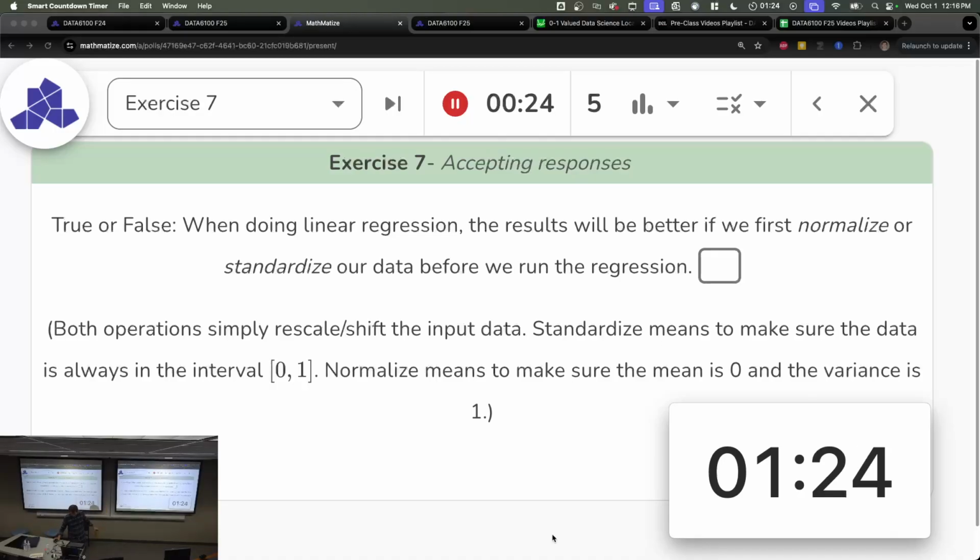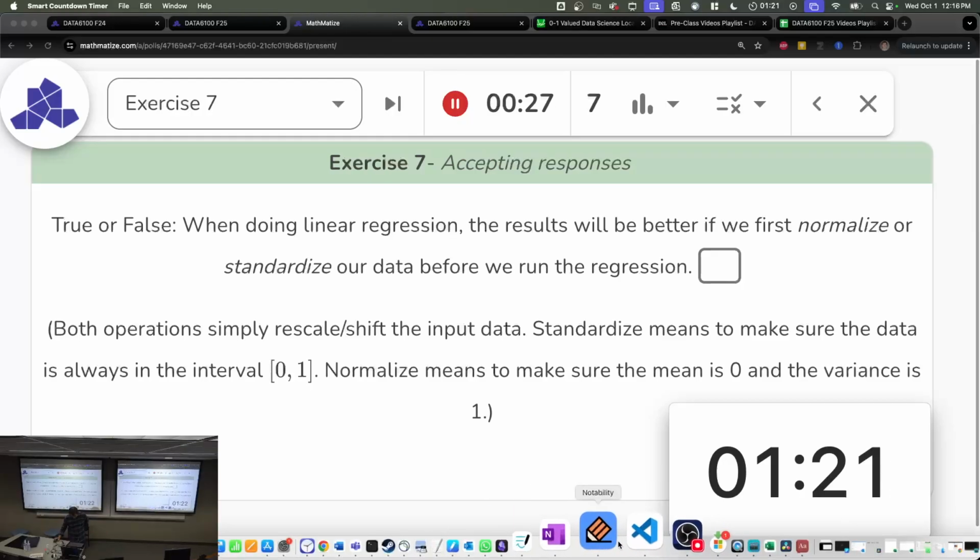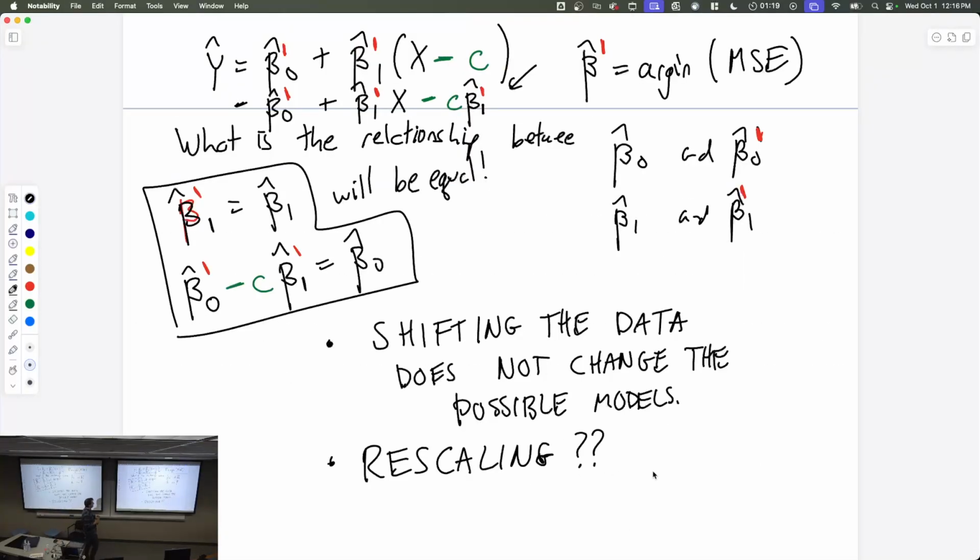Okay, so it is open again. Put in your updated guesses. And if you want, you can think about the argument on the blackboard and see what would happen if we rescale it.